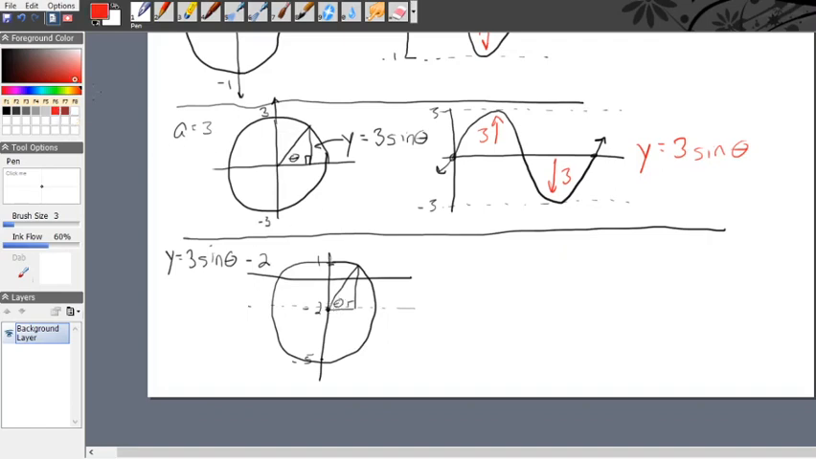Notice that my y value right here is equal to this whole y value, y equals 3 sine theta, minus this distance here.